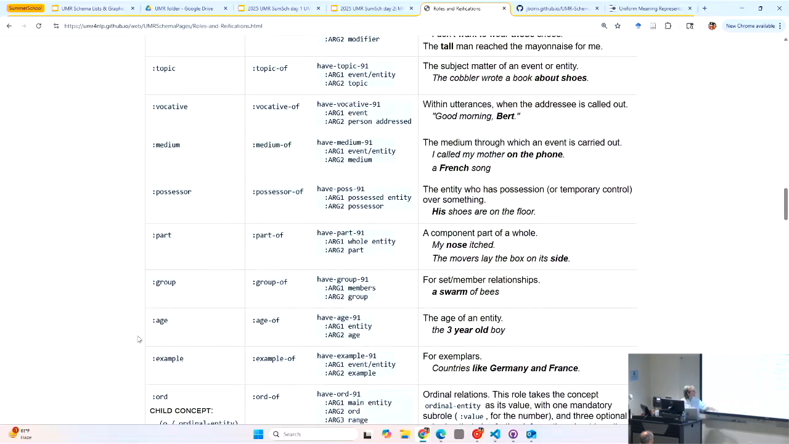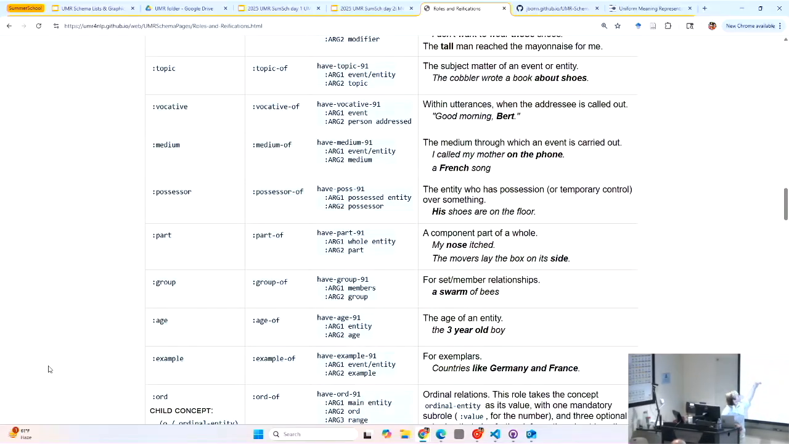And this has been an interesting split. So in AMR we had consist-of as a role, and we've split it into, I think, some of them went into part, some of them went into group, some of them went into something else. Let's pick the third one. But yeah, it's been a little interesting to try to figure out how to fit into those categories.